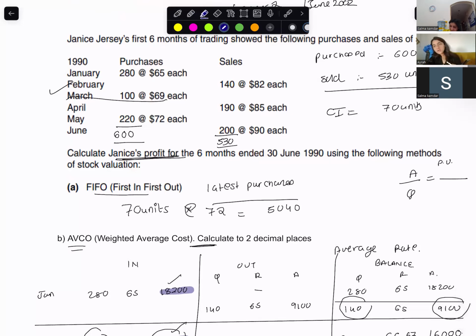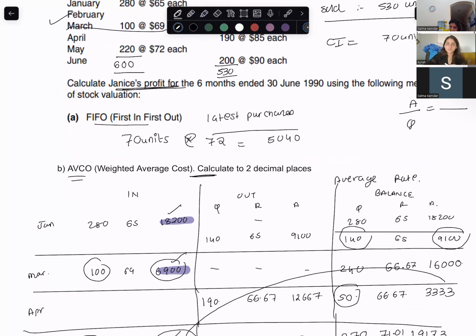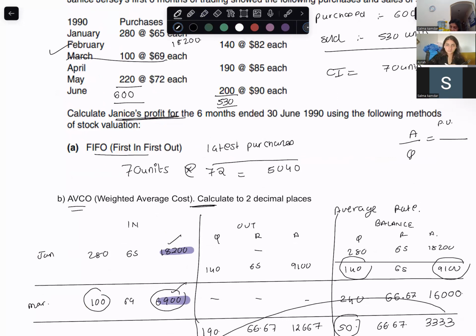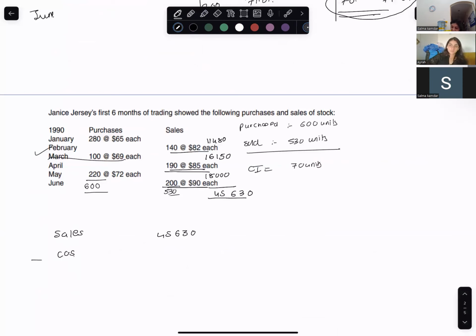280 into 65, 18,200. From here it will be 6,900. And from this 220, 70 units are not sold. So 220 minus 70, 150 units into 72, so this is 10,800. So what is the cost of sales? 35,900. So your cost of sales is 35,900.